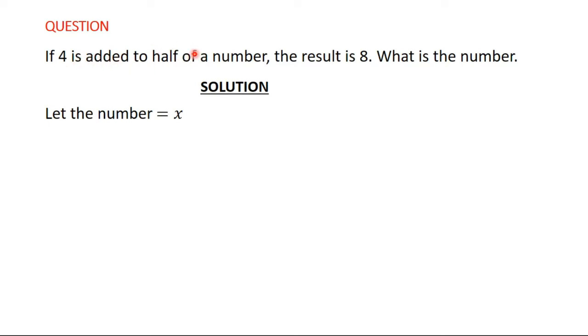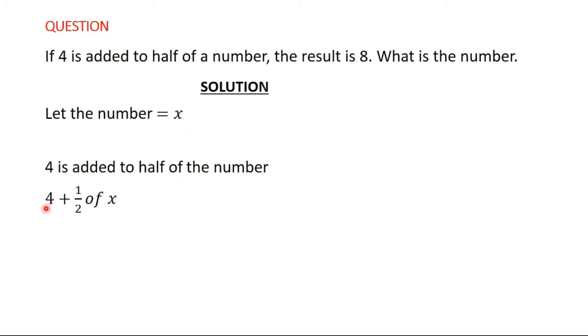4 is added to half of a number. So 4 is added to half of a number. What this means is that we have now let the number here be equal to S. So from this information, we can say that 4 plus half of the number, which is S. I hope this is clear. So 4 is added to half, which is 1 over 2, of the number, which is S.